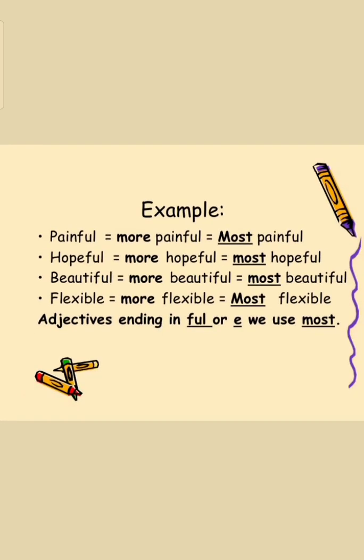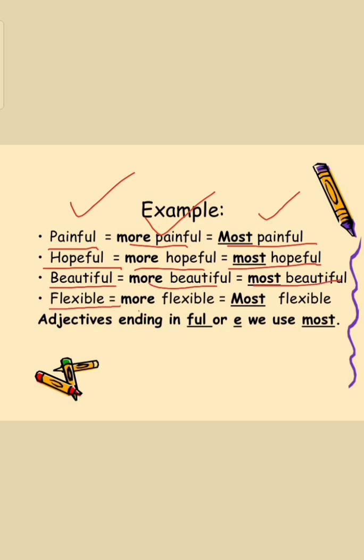So these are the examples. Painful, positive, more painful, most painful. What is this? Superlative, this is comparative, this is positive. Hopeful, more hopeful, most hopeful. Beautiful, more beautiful, most beautiful. Flexible, more flexible, most flexible. So here what did we get? Adjectives ending in ful or e, we use most. Remember this rule.